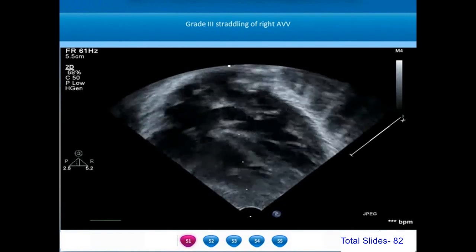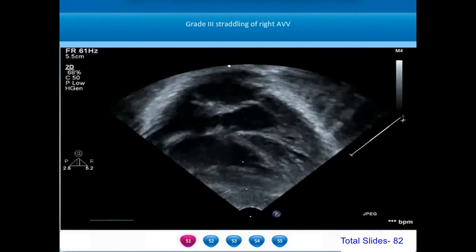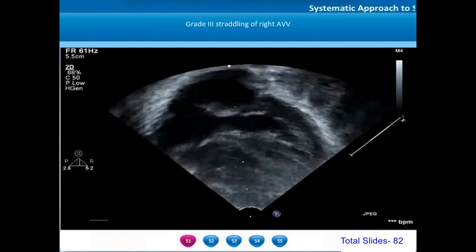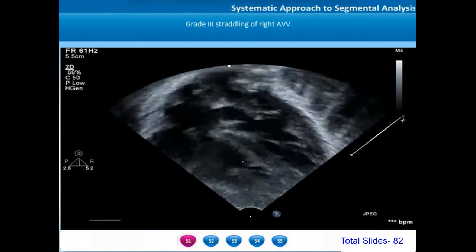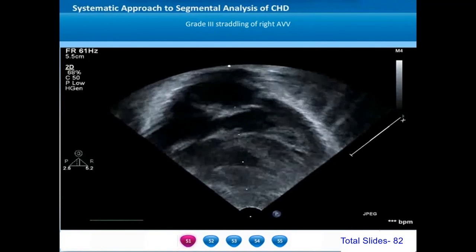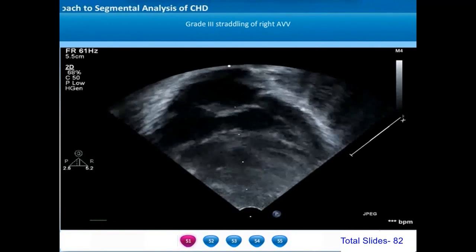We can also notice that there are a lot of chordae from the tricuspid valve which is going towards the free wall of the left ventricular cavity. So this will represent grade 3 straddling of the tricuspid valve or right atrioventricular valve.